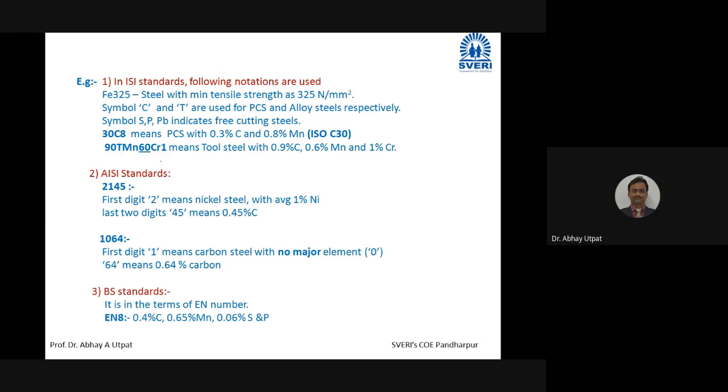Okay. So in ISI standard, the following notations are used. Somebody will say, I have used FE 325 steel. I will not tell you why or what type, etc. Only it is given that FE 325 steel is used. What is the meaning of this? The meaning is steel with minimum tensile strength 325 Newton per millimeter square.